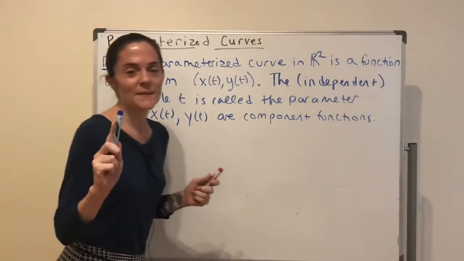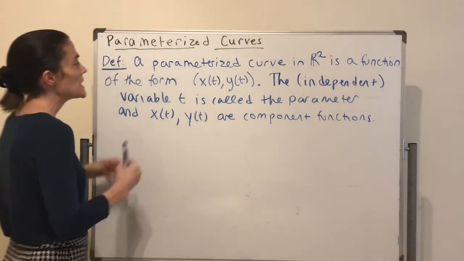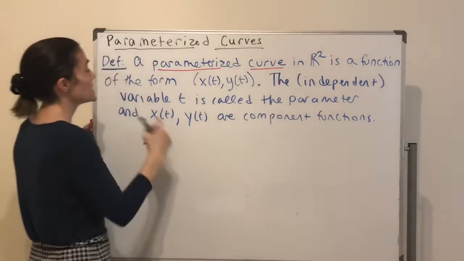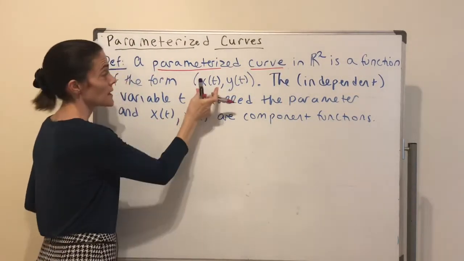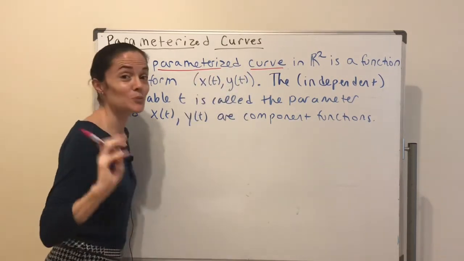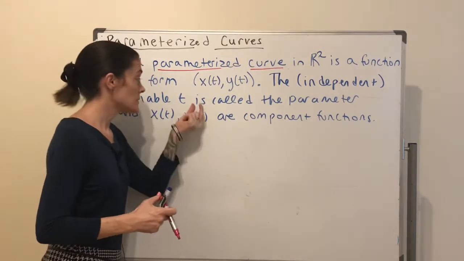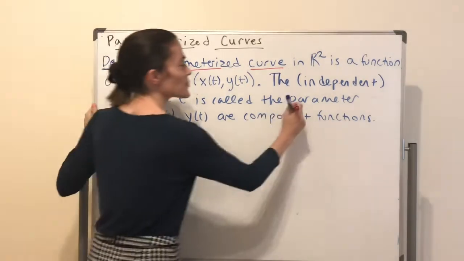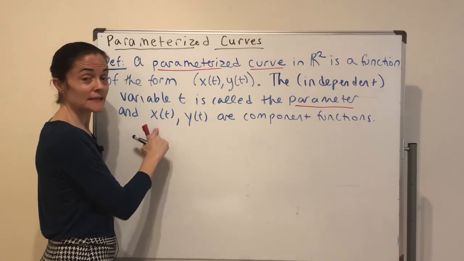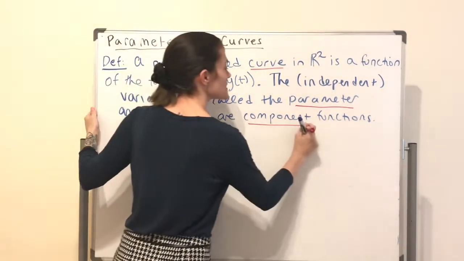Okay, so what is a parameterized curve? Well, first of all, let me just speak about R2, and then I will also talk about R3. A parameterized curve in R2 is a function of this form: x of t, comma, y of t. This is, you see, a tuple in R2. And the independent variable, t, is called the parameter. And these functions independently, just x of t or just y of t, are called the component functions.